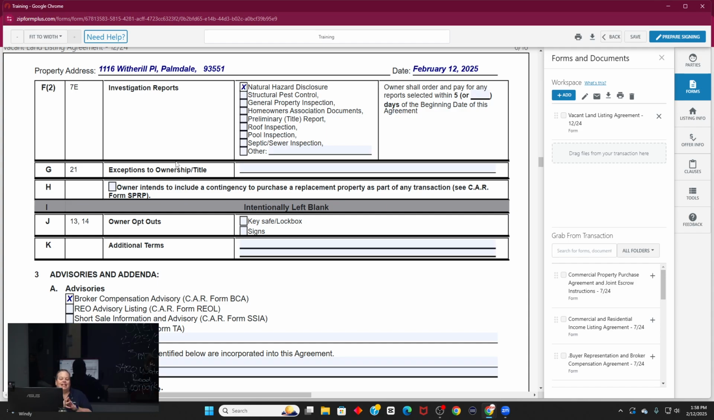All right, investigation reports. These are anything that the seller may have purchased or had completed prior to listing the property. And sometimes we do that. What would be a good reason to have a natural hazard disclosure before we list the property? If it's in a flood zone. Find out that it's in a flood zone or a high fire hazard zone or earthquake zone, where now the owner of the property knows what's up when they're going to negotiate offers, right?